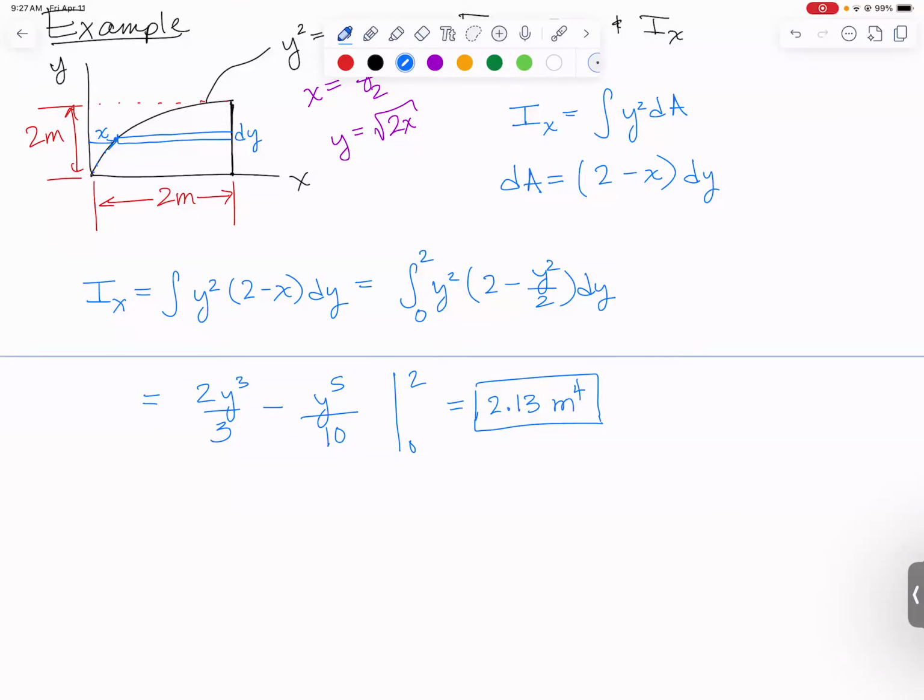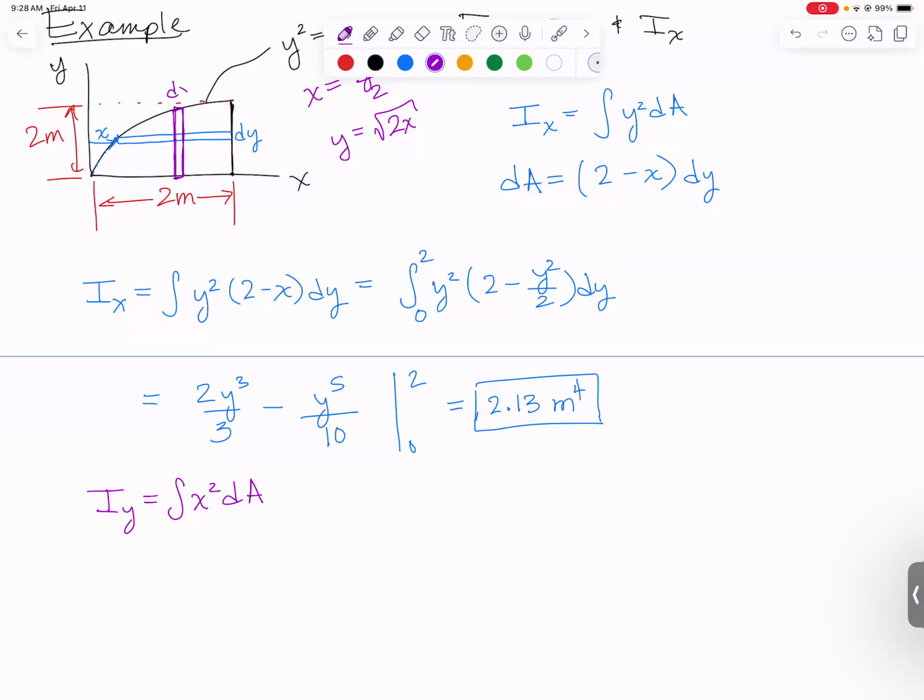Let's find the moment of inertia about the y-axis next. Well, it's going to be the integral of x squared dA. So you remember what I said before? If you've got y squareds in here, you want a dA that has a dy. Well, since we've got an x squared in here, we want a dA that has a dx in it. So I want to switch and use a vertical strip instead of a horizontal one.